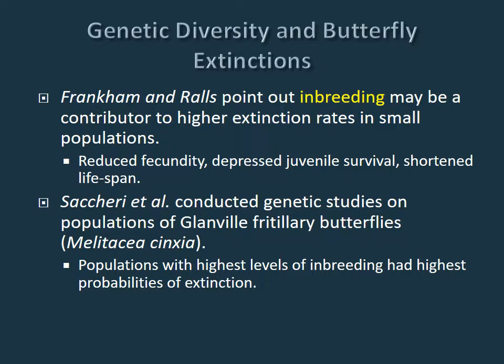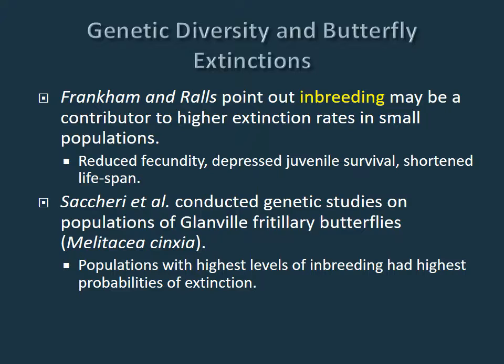So these next couple studies in your text look at butterfly extinctions, and these studies show us why inbreeding is not a good thing in a population. What they found in these studies is that the butterfly populations with the highest levels of inbreeding had the highest probabilities of extinction. The reason for this is that all of us have genes in us that are not so good, for example for certain deadly diseases or diseases that would make our life more difficult. And in most cases, these are recessive genes. They don't show up.